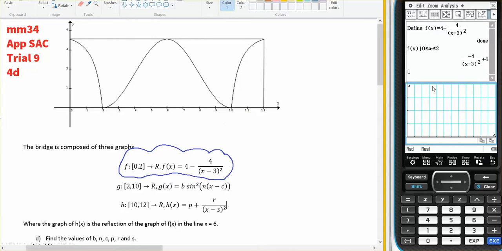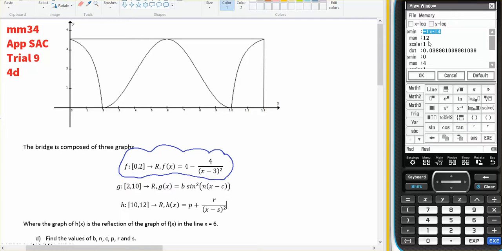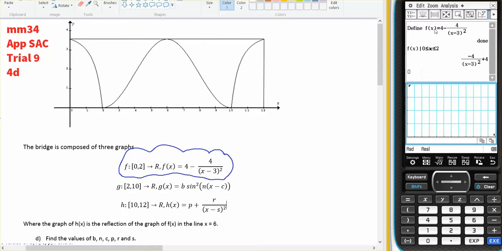Okay, so I've set up my calculator. I've got my window exactly the same as this window here. So we can see I've gone from 0 to 12 on the x and 0 to 4 on the y. And I've defined f of x to equal this function here. So that's going to give me f of x, and I'm going to draw f of x from 0 to 2 and end up with a graph that looks exactly like what that bit there is. So I've set this up the way that I want to.